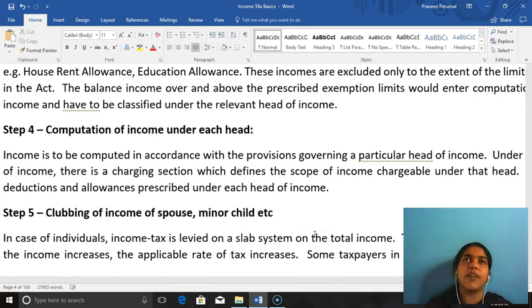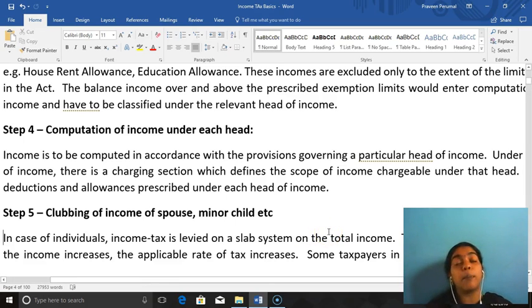So the charging section defines how each of these heads, for example, salaries, or profits and gains of business or profession, or capital gains, each of these has a specified charging section in accordance with which the income is charged. And also there are some specified deductions for each of these incomes. The government has given specified deductions, specified allowances, specified calculations. So while finding out the total income from each of these heads, you have to apply all these rules, apply the deductions and allowances, and arrive at the final income for each head of income.